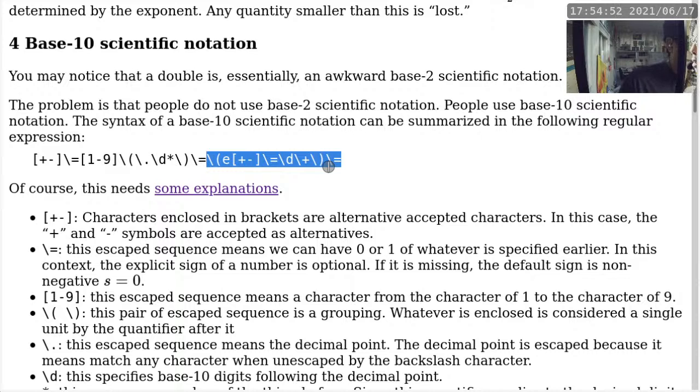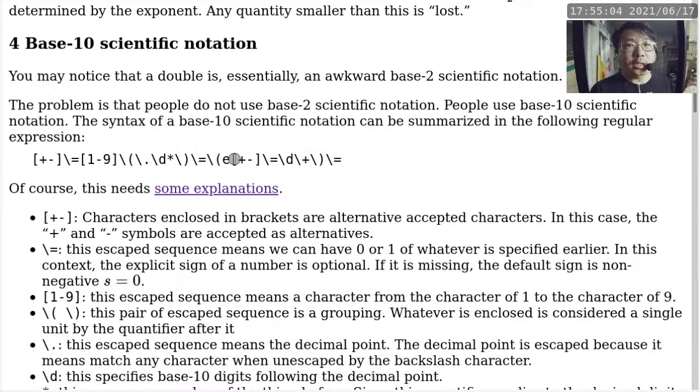And okay, there are some questions in the text channel. What does it mean it can be followed by neither of the two? That means E doesn't have to be followed by a plus, and E doesn't have to be followed by a minus. It can be followed immediately by a single base 10 digit, which is specified here.